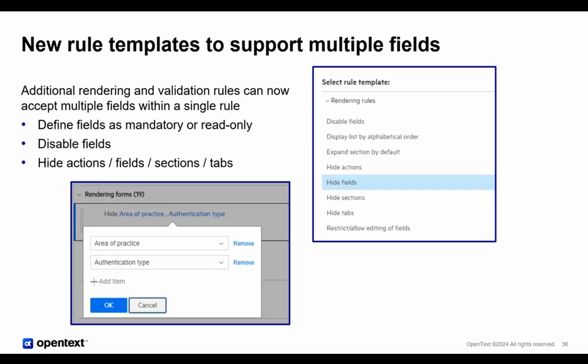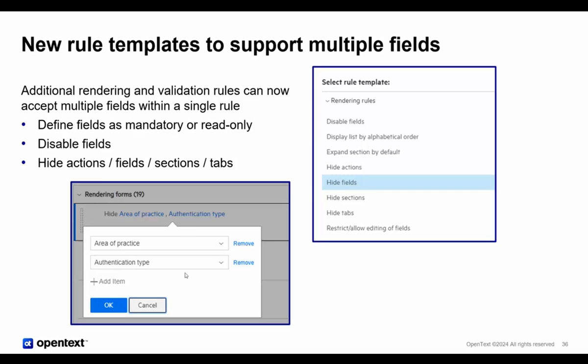So several of these business rule types have been updated. You can see some of them in this screenshot here, and how it looks here. If you wanted to hide multiple fields, you just create that one rule, and then you specify each of the fields that you want to hide. So it should be a little bit more efficient for you as you're going through your configuration work.